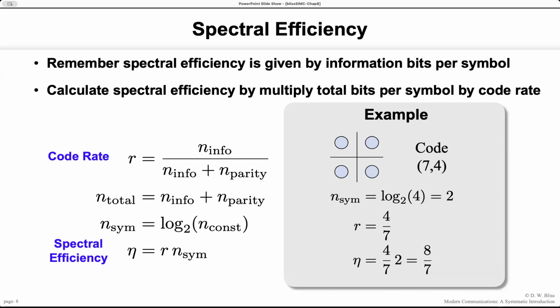But some of those bits are going to be parity bits. And so the actual information rate going through using QPSK gets reduced to, in this case, 4/7 times the 2 bits per second per hertz, which means the spectral efficiency that's actually being sent through is 8/7. That's just 4/7 times 2, 8/7 bits per second per hertz, or 8/7 bits per channel usage.